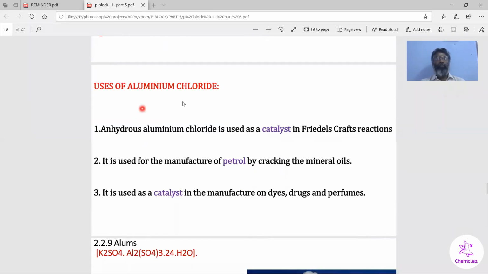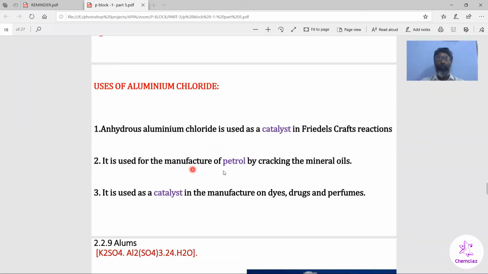So uses of aluminum chloride. Anhydrous aluminum chloride is used as a catalyst. Anhydrous aluminum chloride is used as a catalyst in the Friedel-Crafts reaction. Last year we discussed the Friedel-Crafts reaction: Friedel-Crafts alkylation, Friedel-Crafts acylation, Friedel-Crafts benzoylation. The catalyst is anhydrous aluminum chloride, which acts as a halogen carrier here.